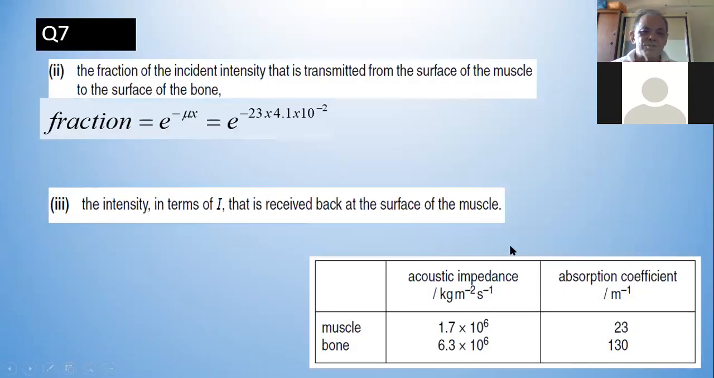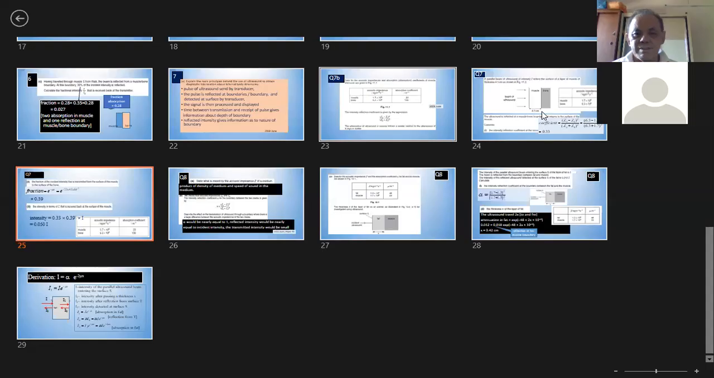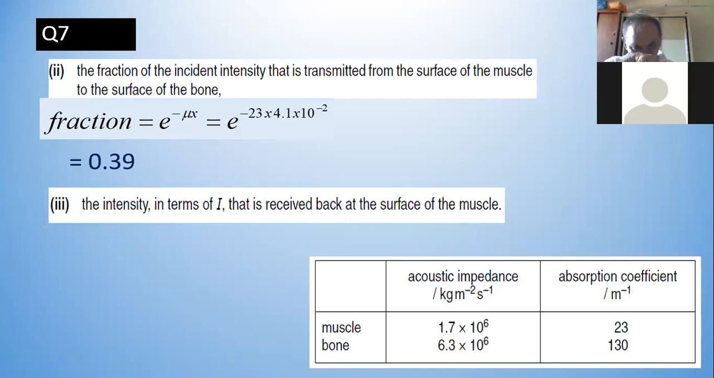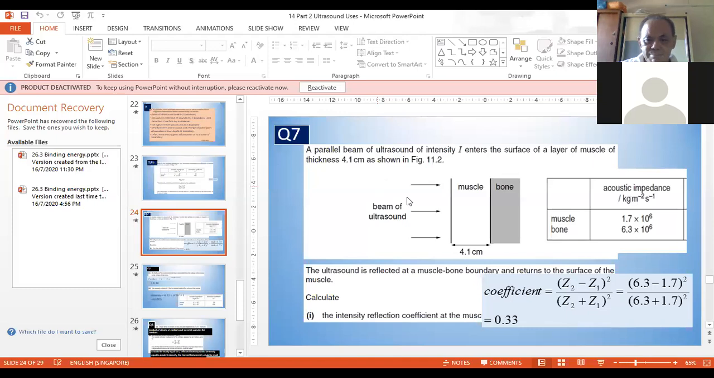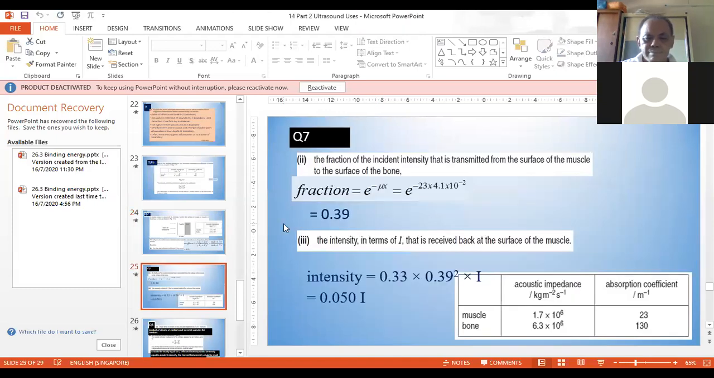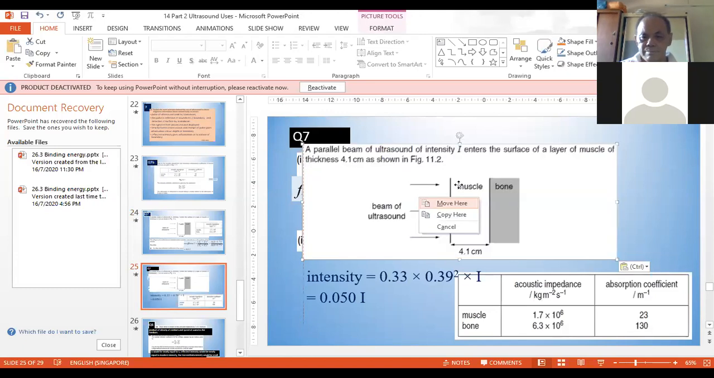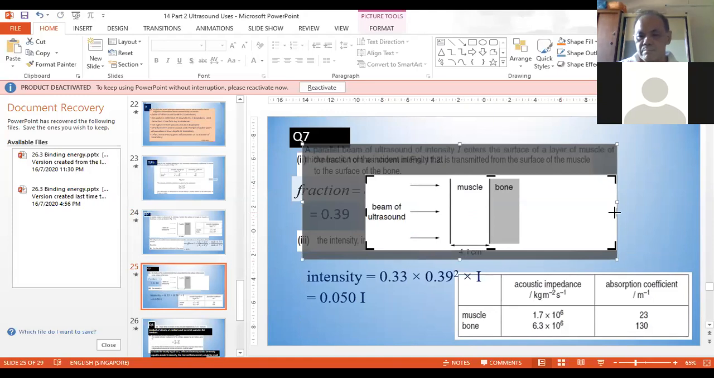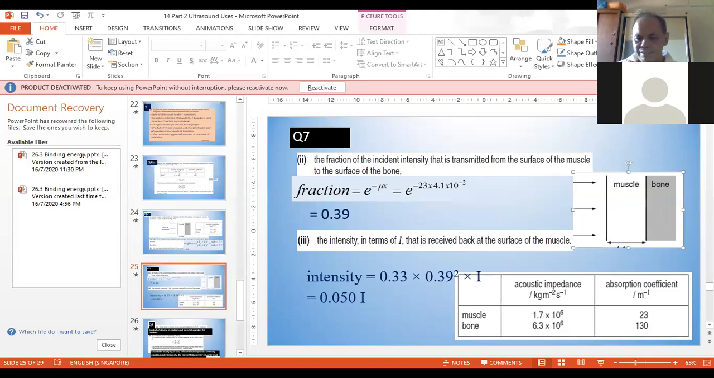Okay, so that is the absorption coefficient in muscle per meter. That's why we will have to change the thickness from cm to meter, and use our calculator to calculate it out. Okay, let's just get the picture, then we can visualize what is happening.